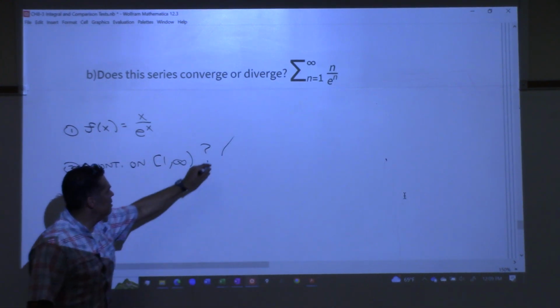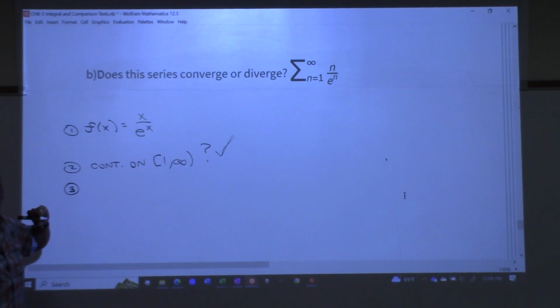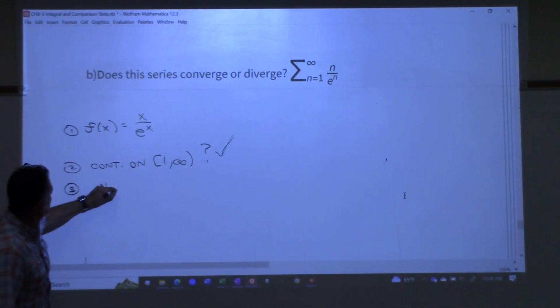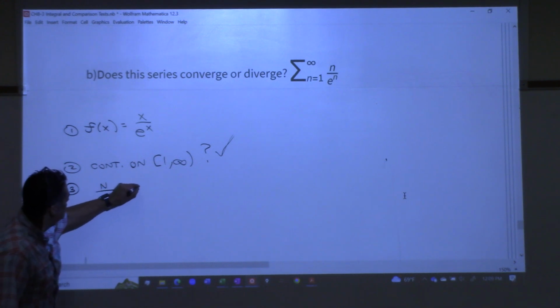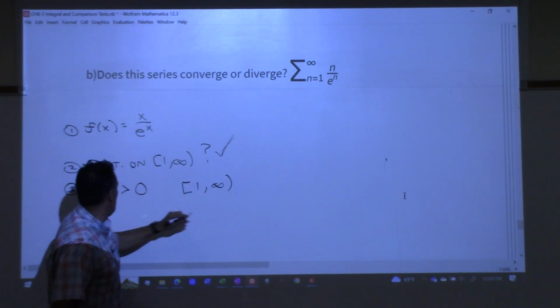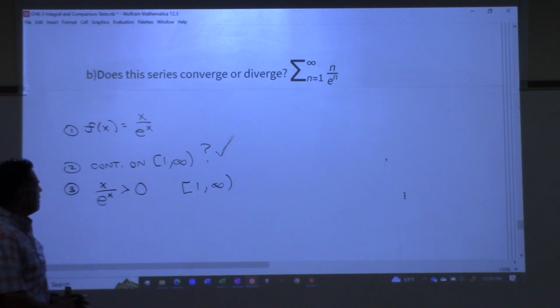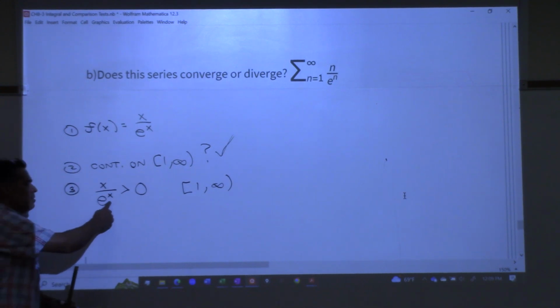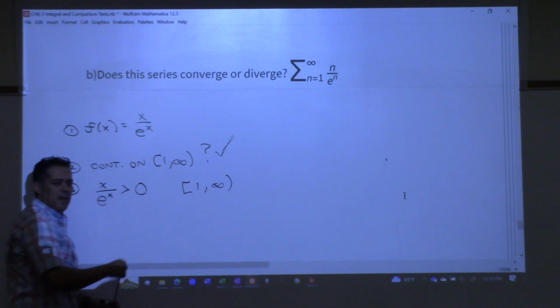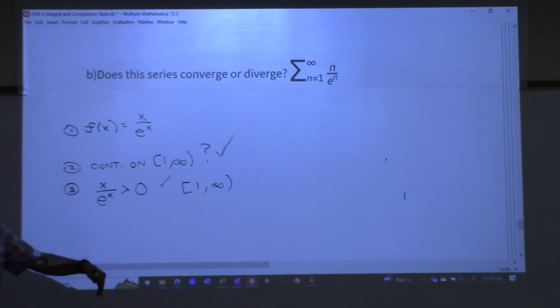What's the next thing I have to check for? Positive, right? Is this a positive function? Is it above the x-axis? So is this positive when you're on the interval 1 to infinity? Yes. You know what? I don't know why I put n's. Sorry, x over e to the x. Definitely, because the bottom is always positive, e to any number is positive. But then the top is positive as well because I'm only looking between 1 and infinity for x. So that's definitely positive. One more thing, we need it to be decreasing.